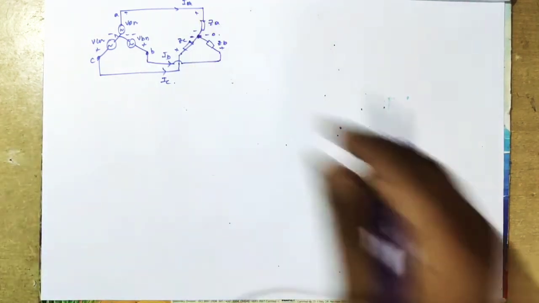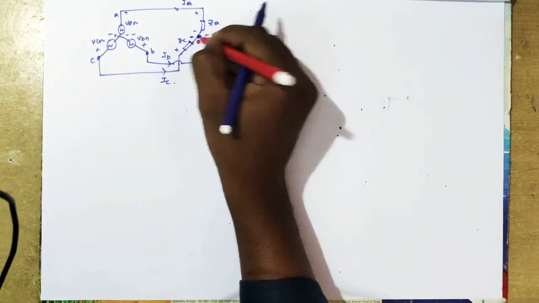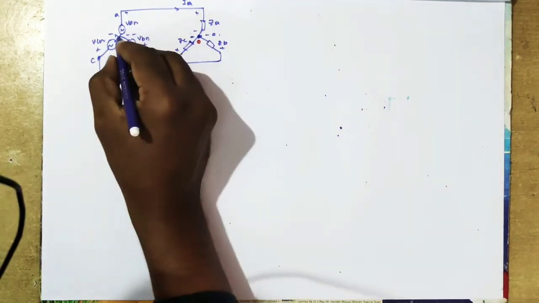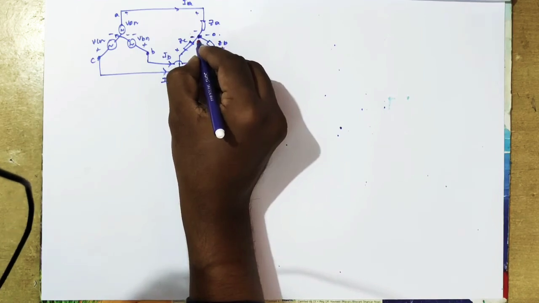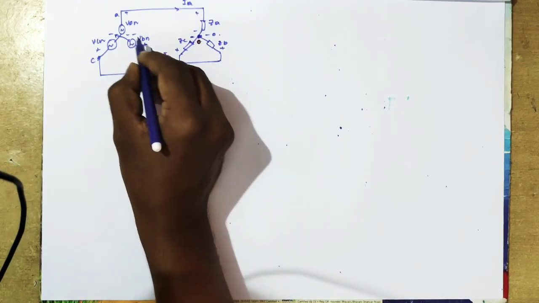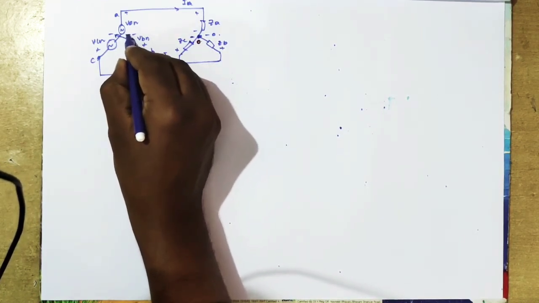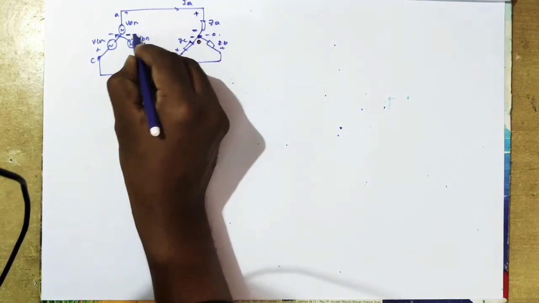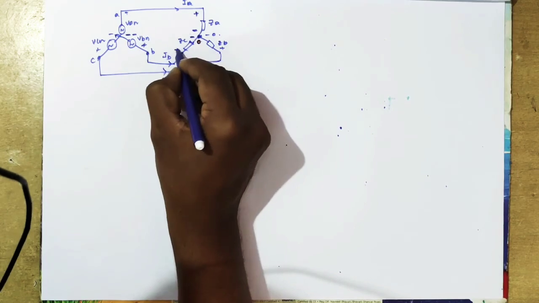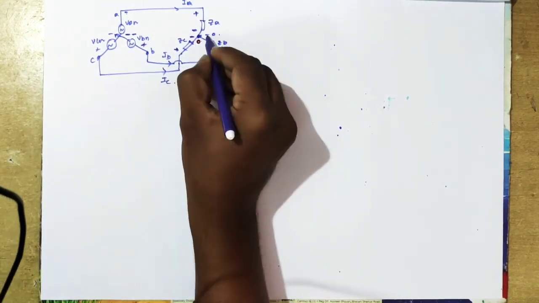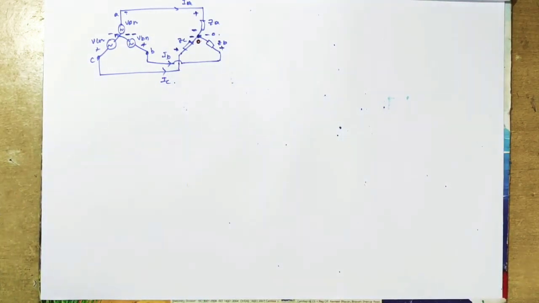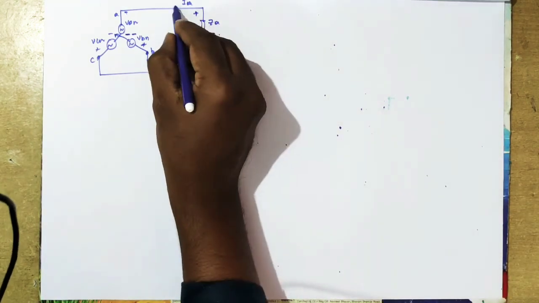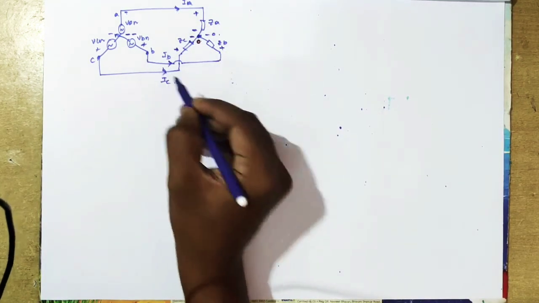Now this is node A. Let us say this is node A. This is N and this is O. Negative, negative. So observe now carefully, guys. Now I need to find currents IA, IB, IC.